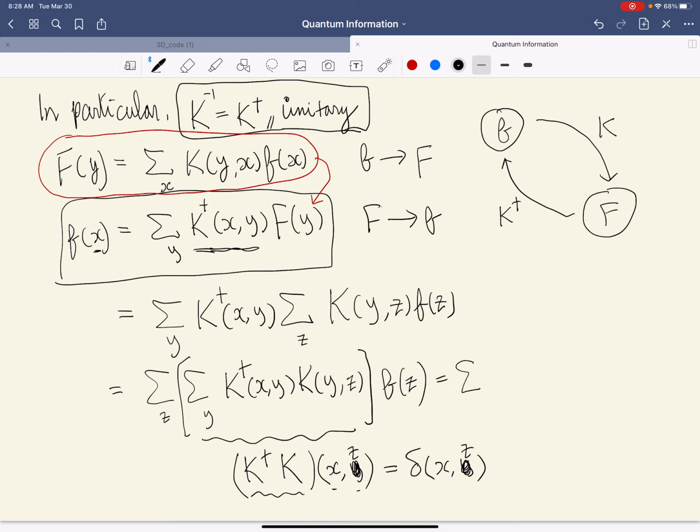Okay, so after performing this matrix multiplication, I end up with this nice and simple canonical delta function, which eliminates the summation over the z and simply gives me the f of x, which is what I had initially on the left-hand side of the equality. So therefore, the mathematics all checks out. And that's pretty nice.